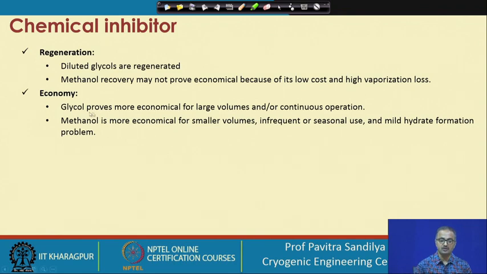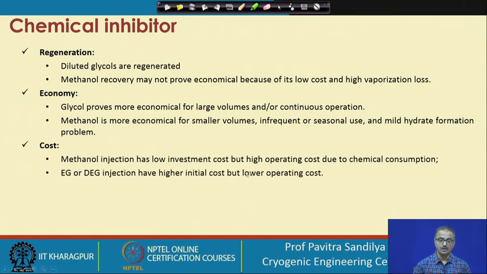Economy wise, we find that glycol proves more economical for large volumes or for continuous operation, whereas methanol proves more economical for smaller volumes, for infrequent or intermittent operation, and if a mild hydrate formation problem is there, then we use methanol. Cost wise, we find that methanol injection has low investment cost but high operating cost due to chemical consumption, whereas in case of EG, DEG, the initial cost is more than methanol, but they have lower operating cost because we are able to regenerate these glycols.